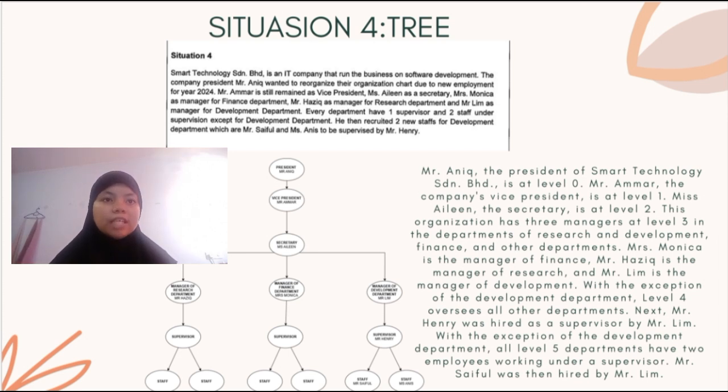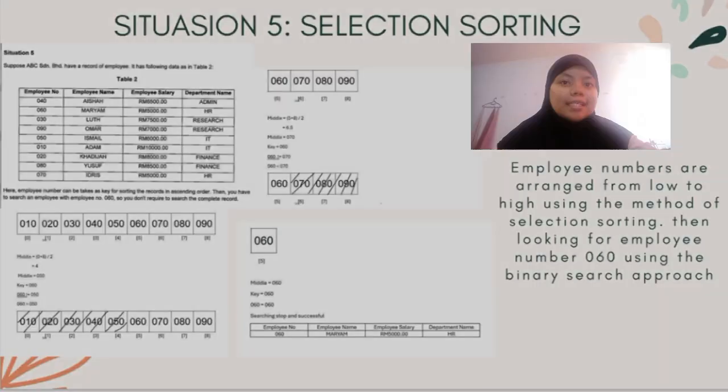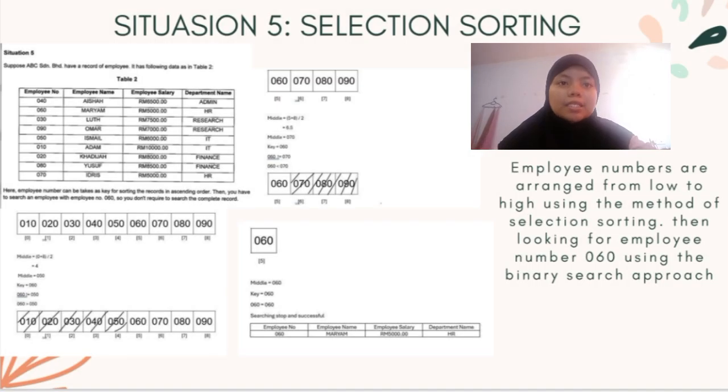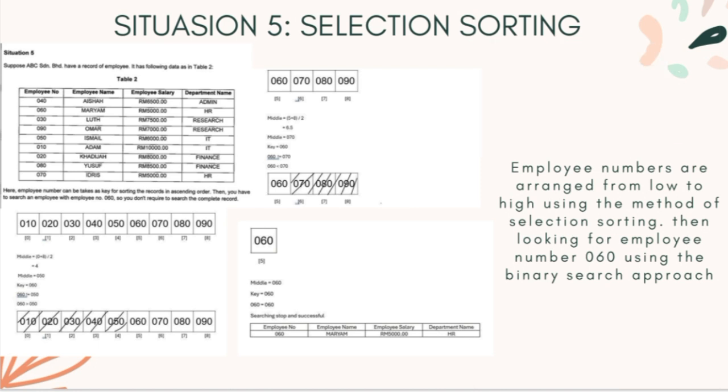Mr. Saiful was then hired by Mr. Lim. Employee numbers are arranged from low to high using the selection sorting method. Then, looking for employee number 60 using the binary search approach.